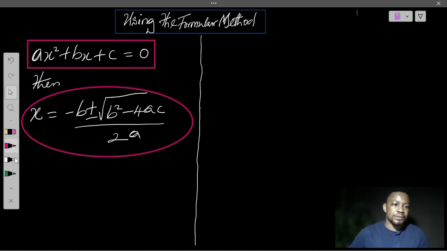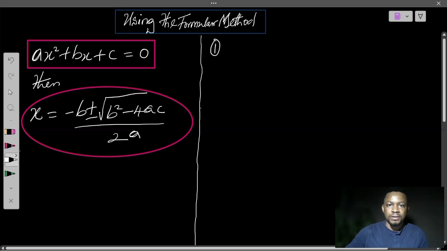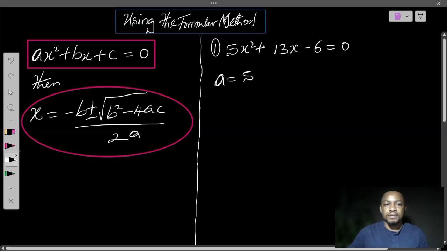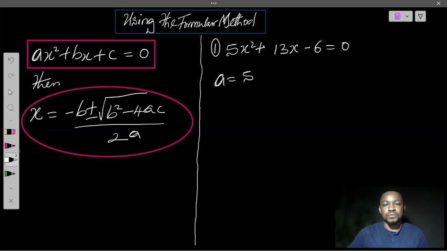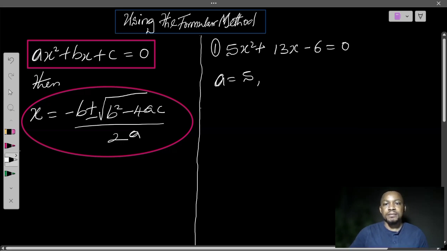So now we're able to apply that to solve a problem, and I promised we are going to solve one more problem. So I want to have 5x² + 13x − 6 = 0. If you want to approach this, again, we say a equals 5, comparing our equation with the generic form of our quadratic equation. So a equals 5, b equals 13, and c equals minus 6.